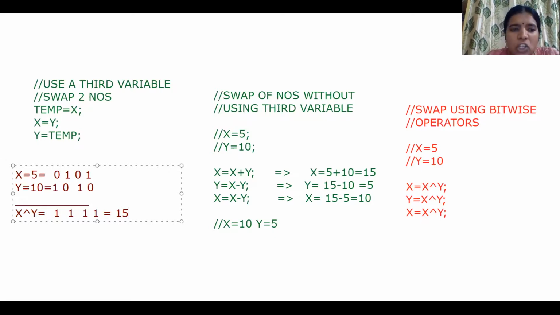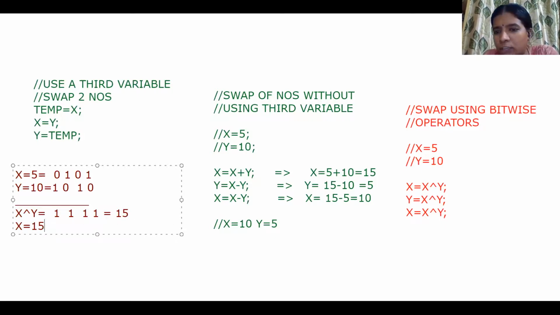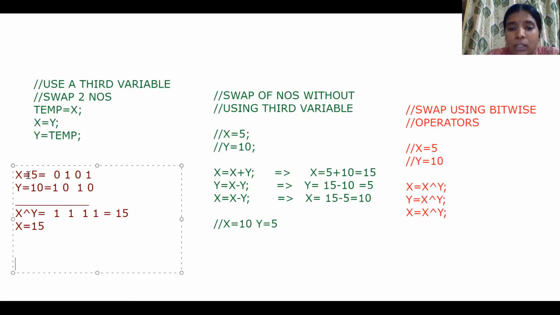So what did we initialize 15 to? We initialized x is equal to 15. That's what we did. We wrote in the first line, x is equal to x exclusive or y. So therefore now the x value is 15. Go back and do the second line. What is the second one that you have to do?